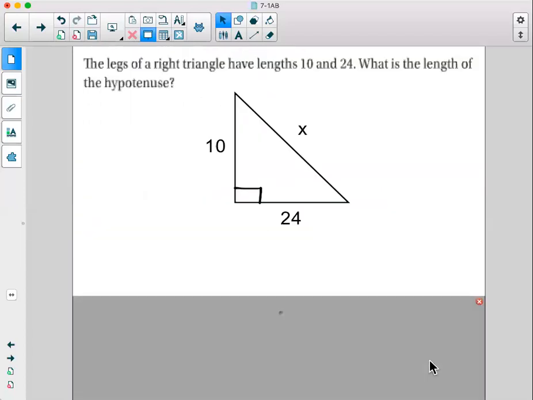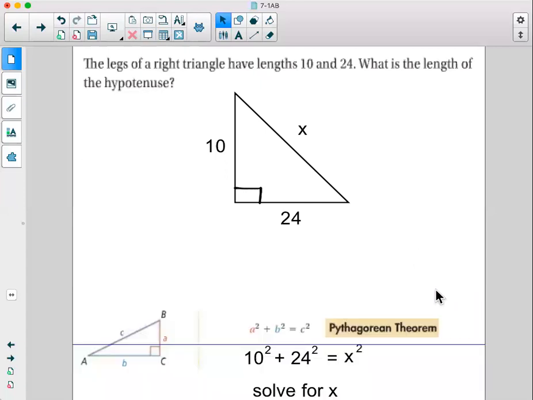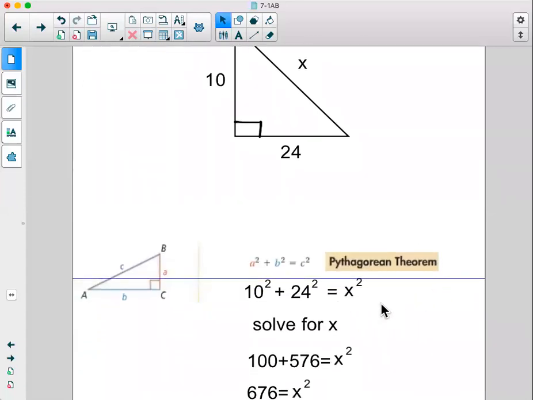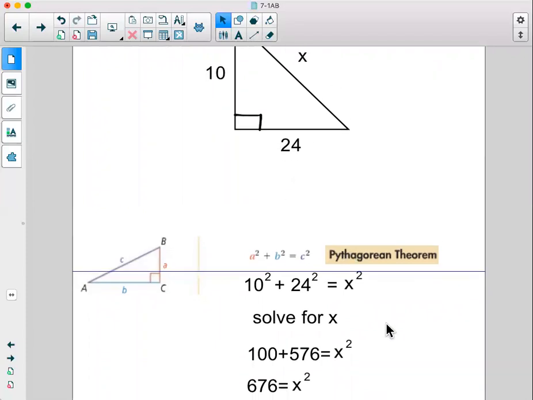So now pause and you try, and then press play for the solution. First step, we see that the side that's missing is across from the right angle, so we know we need to find the hypotenuse. So we use our Pythagorean theorem, which states leg squared plus the other leg squared equals the hypotenuse squared. Then we solve for x.